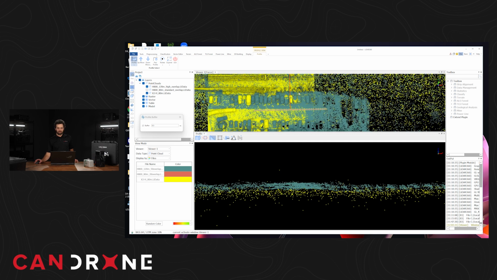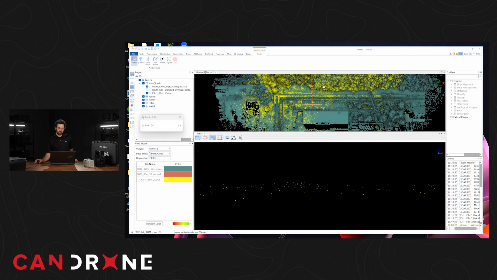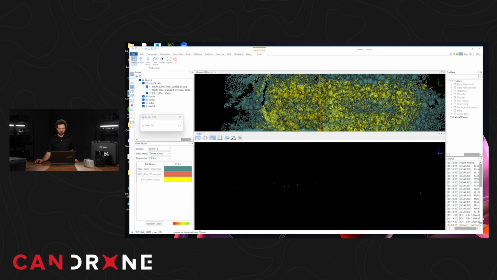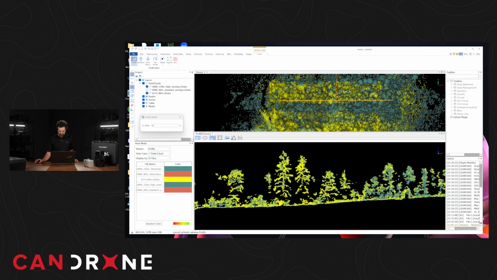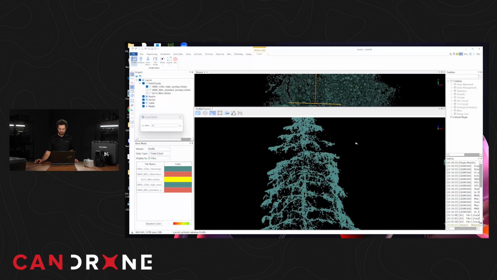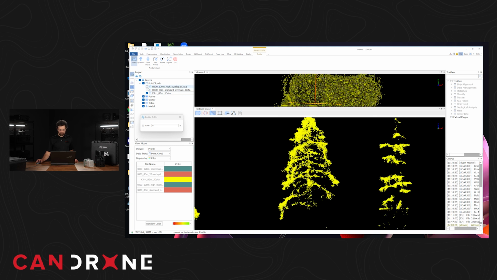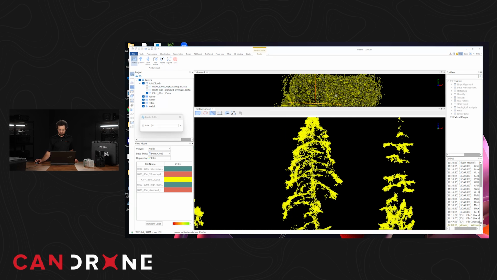But I do want to look at the difference between the H800 and the X3-H in the forest, as that is where the H800 is expected to really shine in this situation. So here you have a tree with the H800 data set pretty well filled in, and with the X3-H we see just a little bit less detail there.